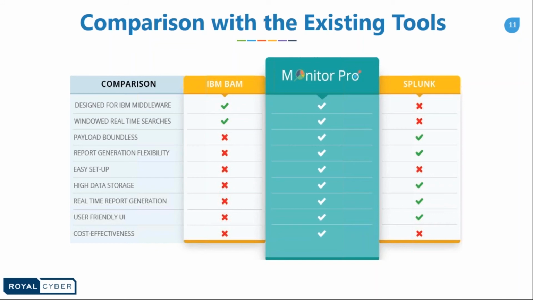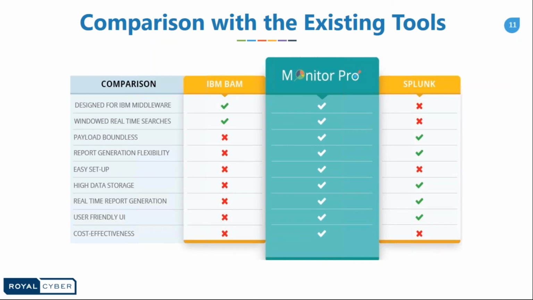So what are the existing tools in the market and where does MonitorPro sit? We compared the top 2 tools, which most of the clients who work with Royal Cyber and who use IBM middleware have. Splunk is one of those, and IBM BAM is the other. Splunk can support high volume and high velocity, but it is not designed specially for middleware to track the end-to-end transaction. You have to do a lot of tweaking, in the sense that you need a developer to customize it for transaction tracking.